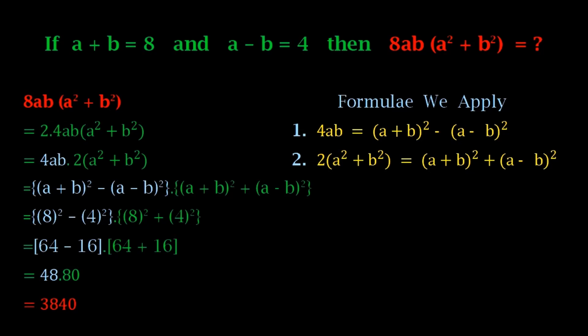Now in this case, we know the corollary of 4ab, which is a plus b whole square minus a minus b whole square. Also, the corollary of 2 into a square plus b square is known to us, and that is a plus b whole square plus a minus b whole square. Now we just need to put the value of a plus b and a minus b in the following lines, and we get our desired result.